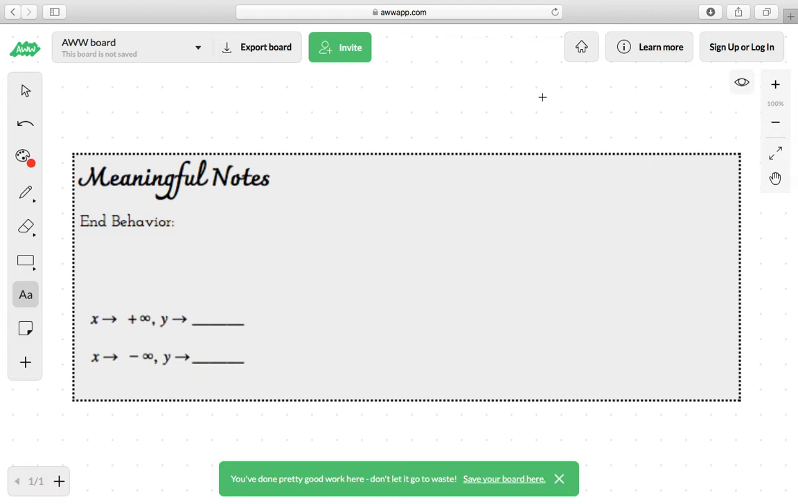So for end behavior, first we're going to talk about what that is. End behavior is describing the behavior of the ends of the graph, which is just the arrows. So are the arrows going up or down on the left side and the right side? So we're going to add that into our notes. End behavior describes the direction of the ends of the graph, which are the arrows.